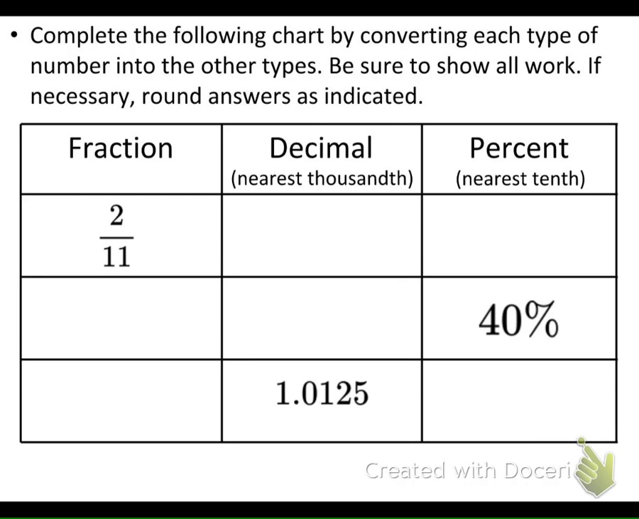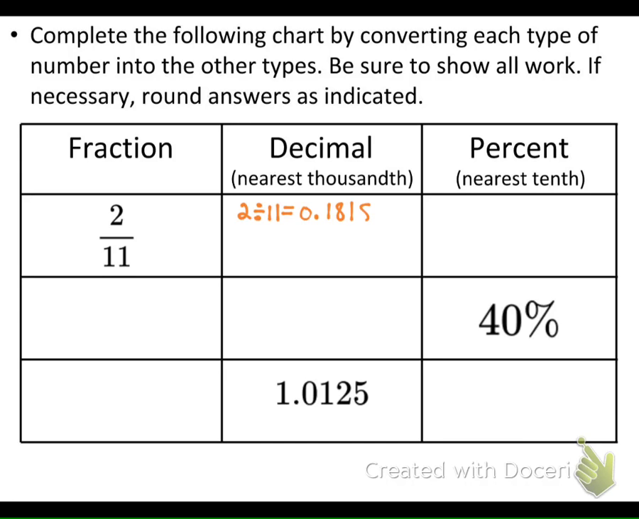Okay, now nearest percent, so when we round it to a percent, we're going to round it to the nearest tenth. So how many places past the decimal point is that going to be? 1. Okay, so first one, how do I convert a fraction to a decimal? Okay, so I'm going to show my work. So I'm going to take 2 divided by 11, and what do I get? 0.18, that's it? Just 0.18?